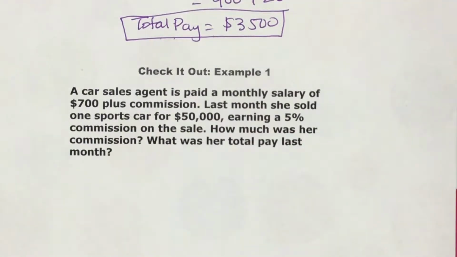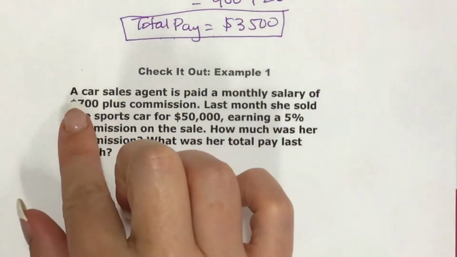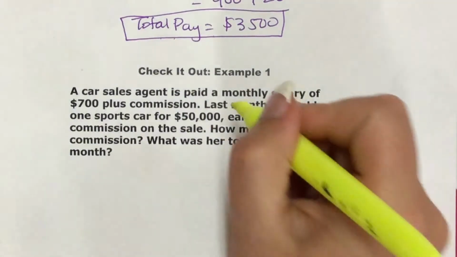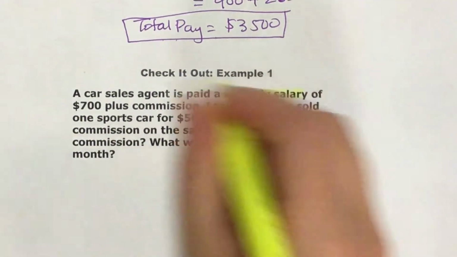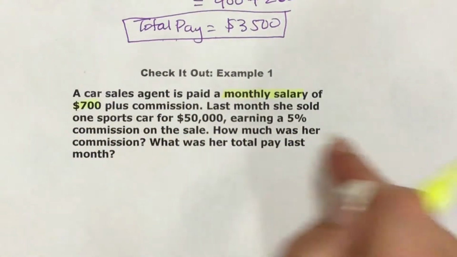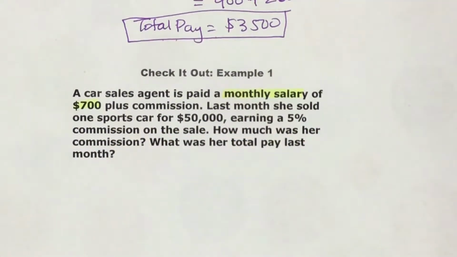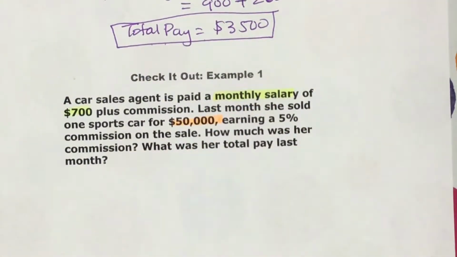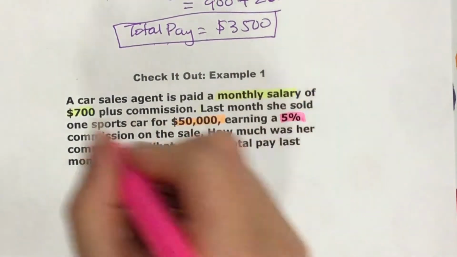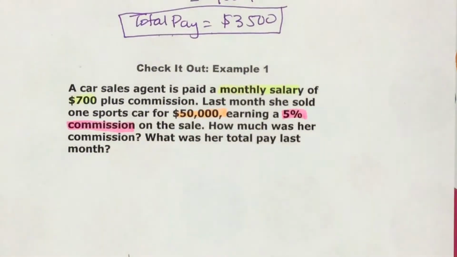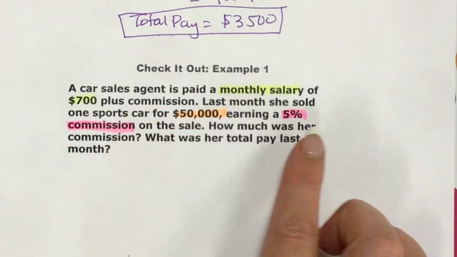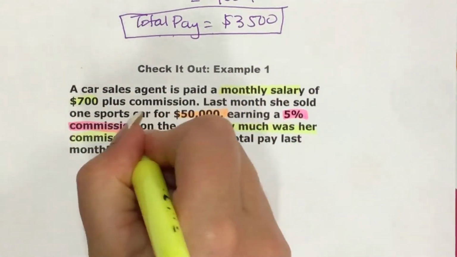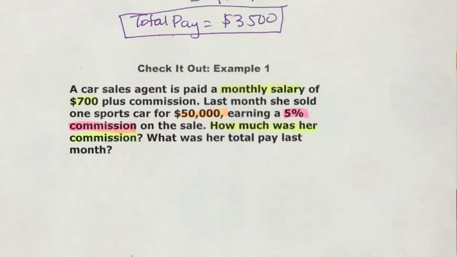Okay, we are back. Let's go ahead and check it out, example 1. This states a car sales agent is paid a monthly salary of $700. So they get a monthly salary of $700 plus commission. Last month, she sold one sports car for $50,000, earning a 5% commission. Very nice. Okay, we need to know 5% commission on the sale. How much was her commission? And then what was her total pay last month?